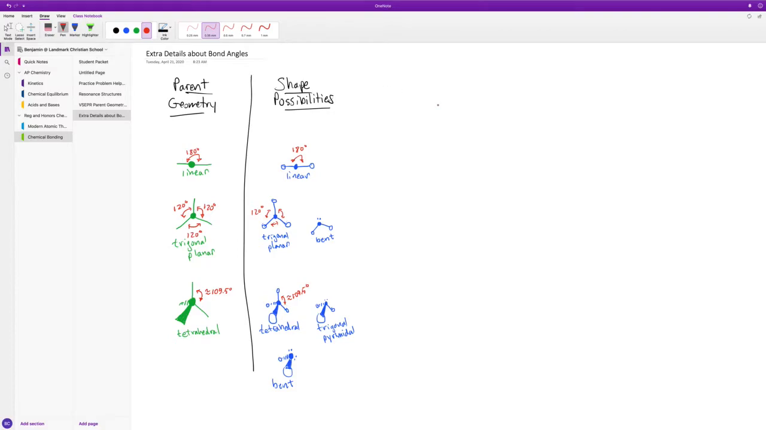But the effect of lone pairs is going to alter these bond angles a little bit. Something you need to know about lone pairs is that apparently they take up a little bit more space. They're a little bit more repulsive. They occupy a bit more volume than bonding pairs.